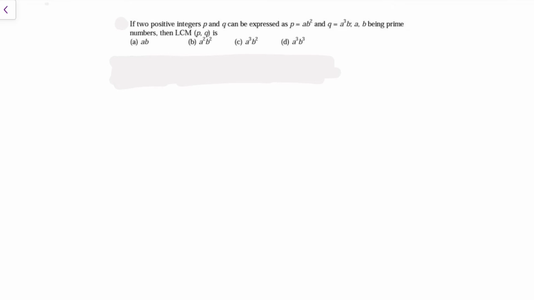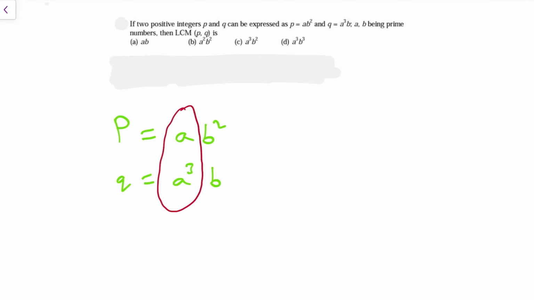Next one. If two positive integers p and q can be expressed as p is equal to a b square and q is equal to a cube b, a and b being prime numbers, then what is the LCM of those two numbers? I guess we already discussed this. Okay, let it be, no problem. So p is equal to a b square and q is equal to a cube b. In that option, some difference is there. Now, as I already said, we will have two methods. One method I am following here. I already discussed both the methods in the previous questions.